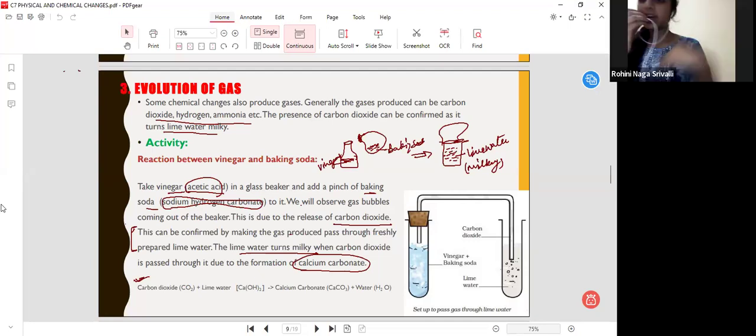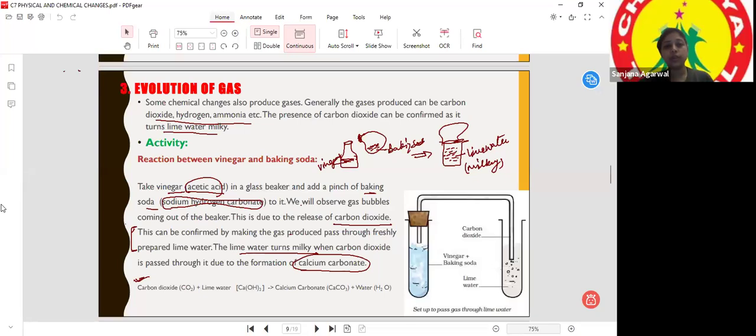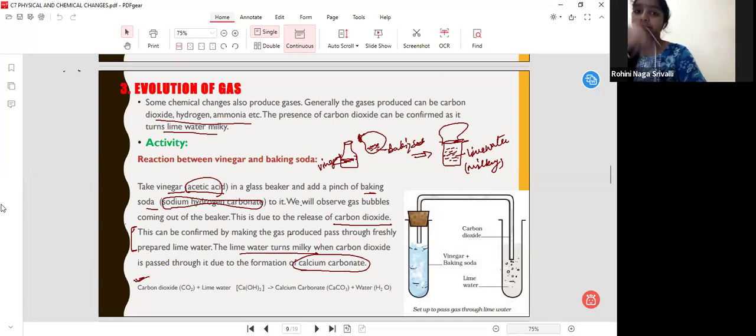Ma'am, can you give any other example for evolution of gas? That's your homework. You need to find the examples. Okay, ma'am. Thank you, ma'am.